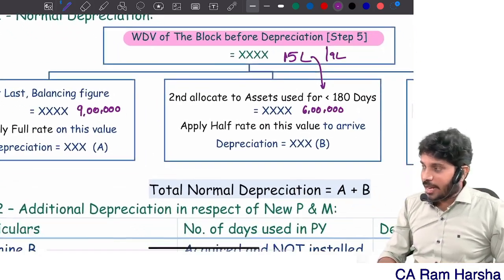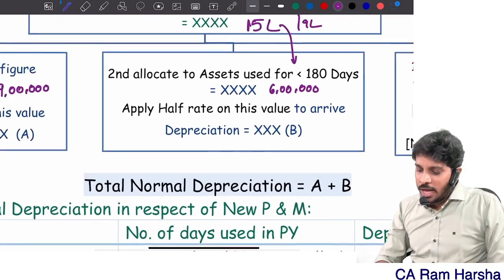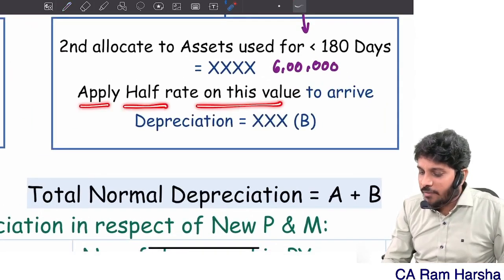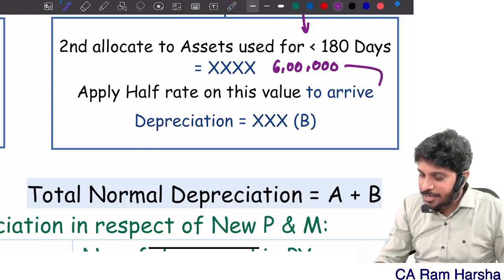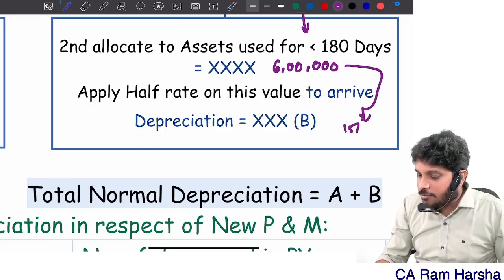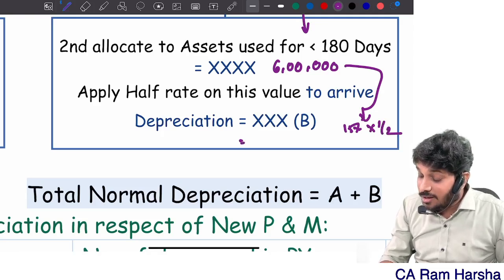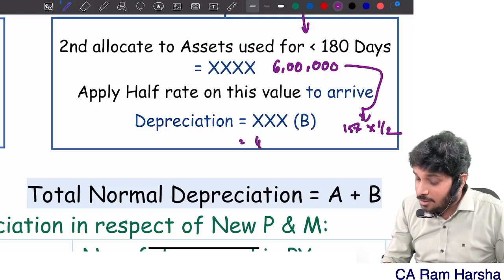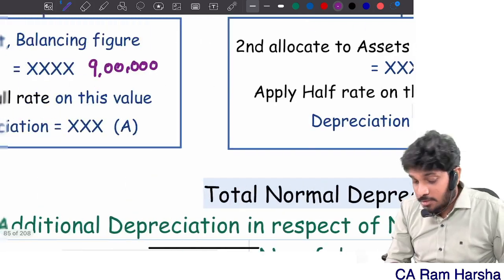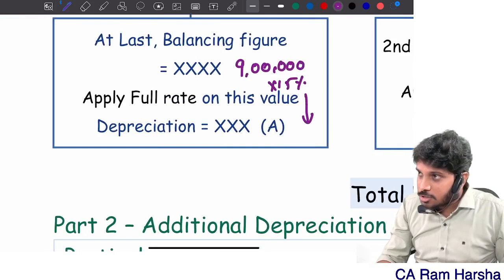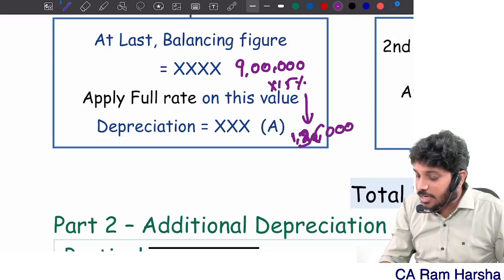It's okay, don't worry, I will explain everything. Now I allocated, no? Now what are they saying? Apply half rate on this value to arrive at depreciation. Half rate means what? 6 lakhs into 15% into 1 by 2. What is the depreciation? 45,000. Here 9 lakh into 15%, almost 1 lakh 35,000. Correct?